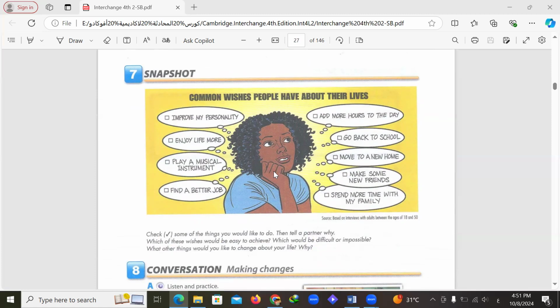In this part, we will have a snapshot about common wishes people have about their lives. All of us wish to improve our lives. These are the common wishes most of us have. We wish to find a better job, play a musical instrument, enjoy life more, improve my personality, add more hours to the day. I think it's only for busy people. But people who don't enjoy their time, I think they wouldn't prefer to add more hours to their days.